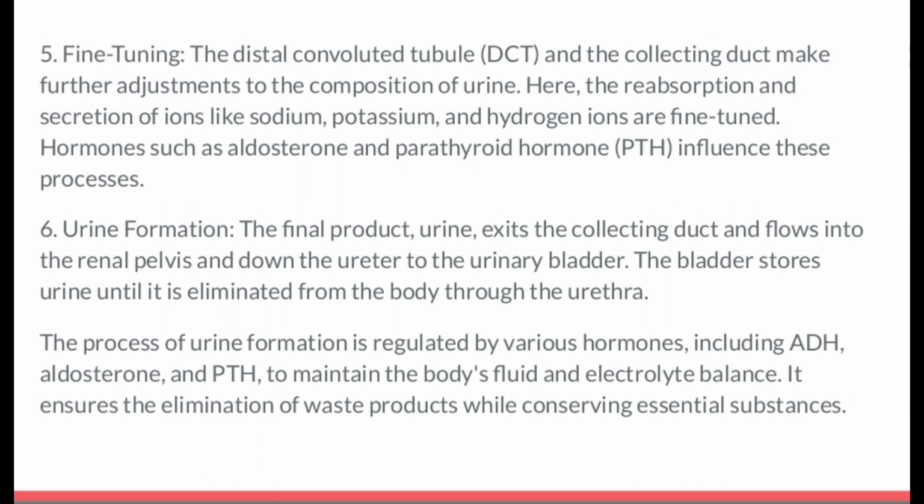Urine formation. The final product, urine, exits the collecting duct and flows into the renal pelvis and down the ureter to the urinary bladder. The bladder stores urine until it is eliminated from the body through the urethra. The process of urine formation is regulated by various hormones including ADH, aldosterone and PTH to maintain the body's fluid and electrolyte balance. It ensures the elimination of waste products while conserving essential substances.